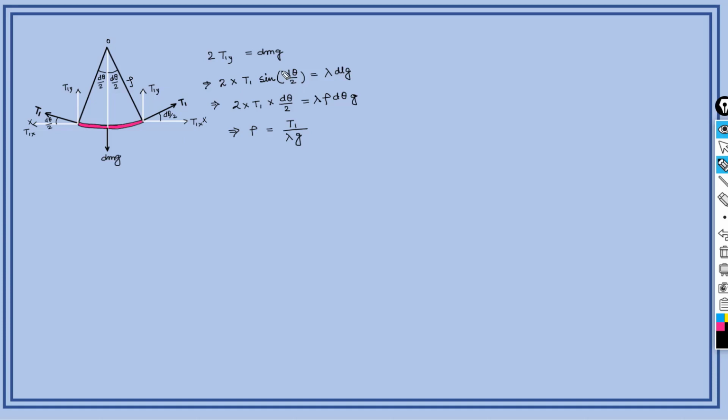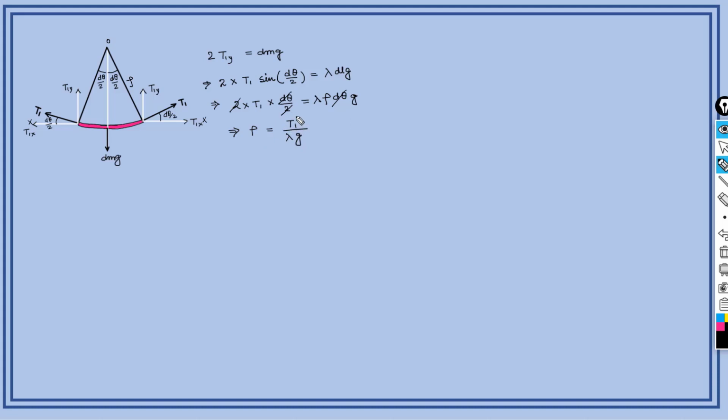And what is sin d theta by 2? Here d theta is very small, so I can apply the small theta approximation here, which is d theta by 2 only. And what is dl? This dl is the arc length of this circular portion, and that is rho into d theta. So if I solve it, you can see that 2 gets cancelled out, d theta gets cancelled out. So rho is equal to T1 by lambda g.